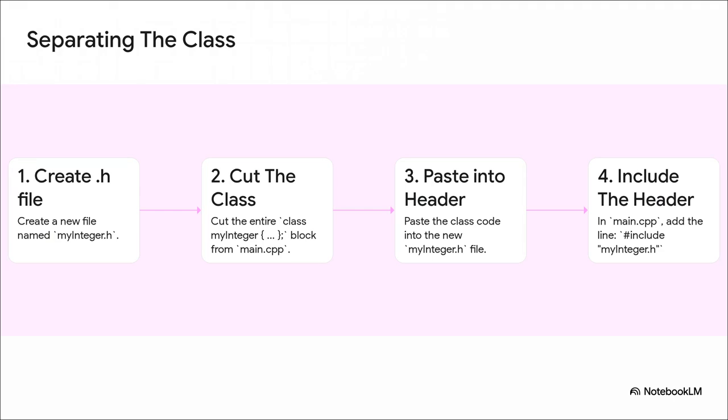And you know what? It's actually way simpler than you might think. First, you just create a new file, but you give it a .h extension for header. Then, and I mean this literally, you cut the entire class definition out of main.cpp, and you paste it into your new myInteger.h file. The final step? Back in main.cpp, you just add one simple line, #include "myInteger.h". Boom, that's it. That one little line connects the two files.